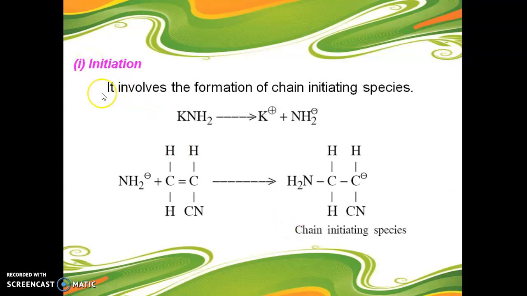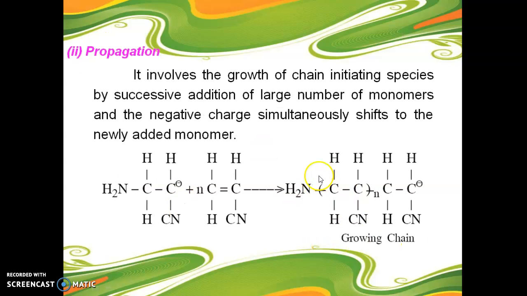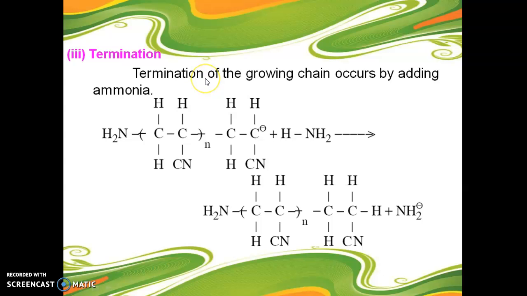In the initiation step, it involves the formation of the chain initiating species. KNH2 forms K+ and NH2−, and this NH2− reacts with the monomer and forms the chain initiating species. In the propagation step, the chain initiating species grows by the successive addition of a large number of monomers, and the negative charge simultaneously shifts to the newly added monomer. So here the growing chain is formed, and in the termination step, this chain is terminated by the addition of ammonia. At the end, we get the NH2− back.